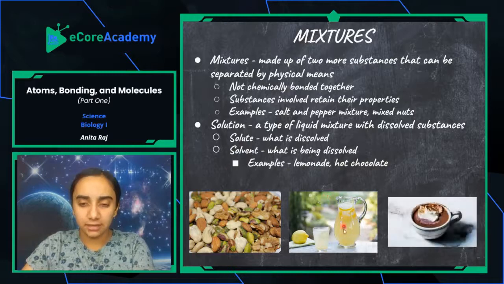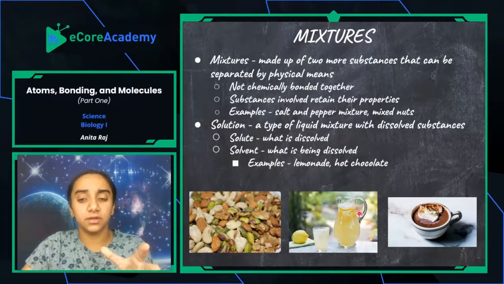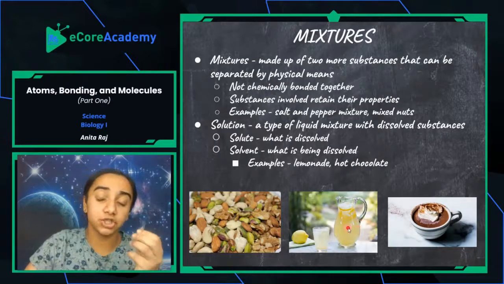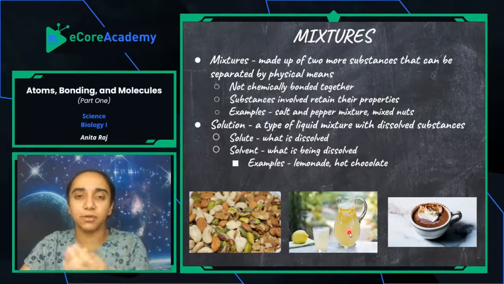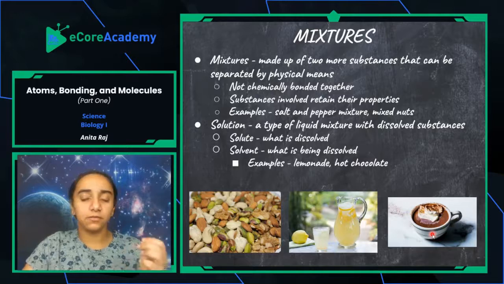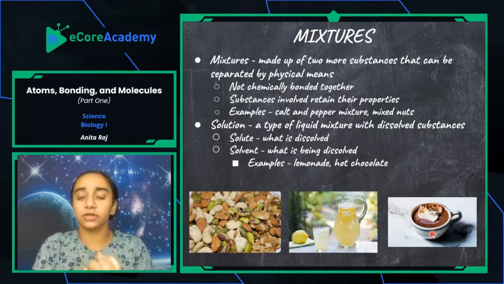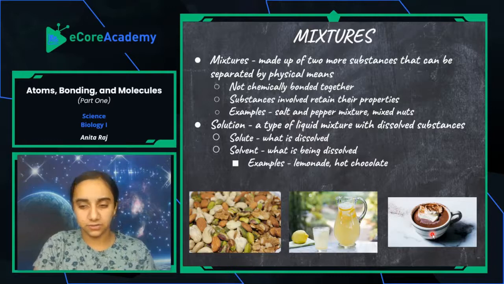So in lemonade, we have water with lemons in it, and when we drop sugar in there, it is getting dissolved in the water, because we can no longer see the sugar individually. We can't tell it apart from the rest of the lemonade. Same thing with hot chocolate. We're mixing milk with chocolate, and they're both kind of mixing together and dissolving. So that is another example of a solution.